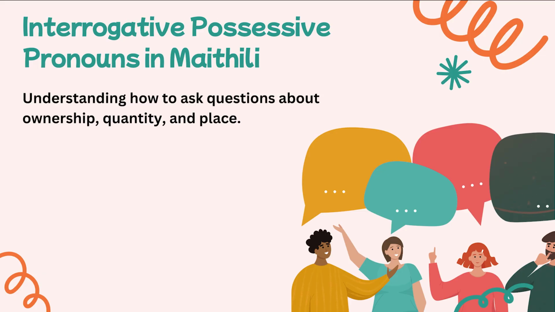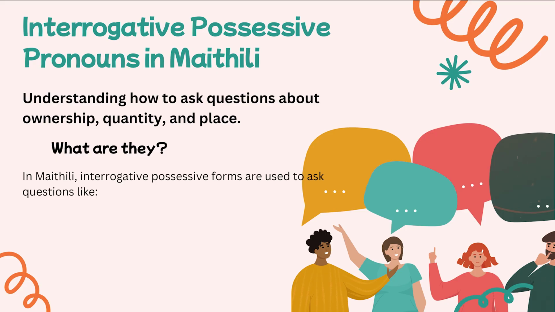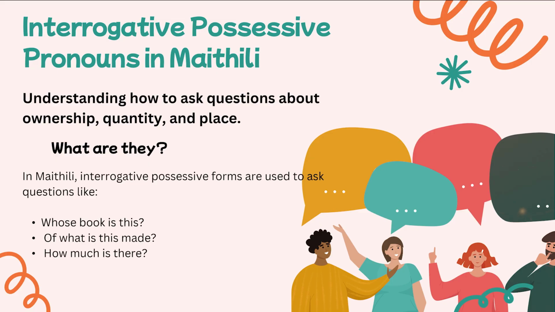Now let us look at some of the interrogative possessive pronouns in Maithili. We will learn more about it later on also, but because we may encounter some possessive pronouns as we go through the conversations, let us get first introduced to it. So, how do we ask questions about ownership, quantity and place? In Maithili, interrogative possessive forms are used to ask questions like whose book is this? Of what is this made? How much is there? These are some of the questions that are usually asked in any language.